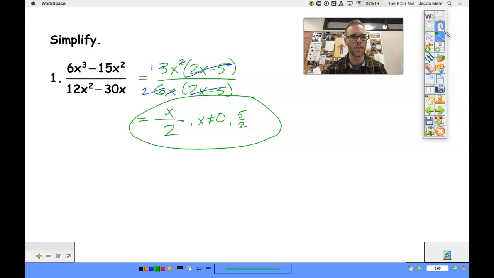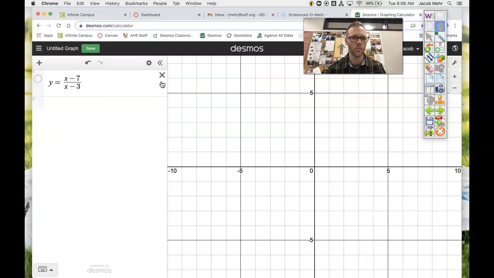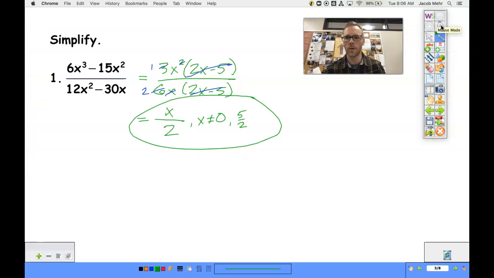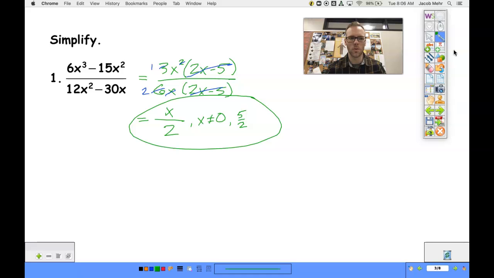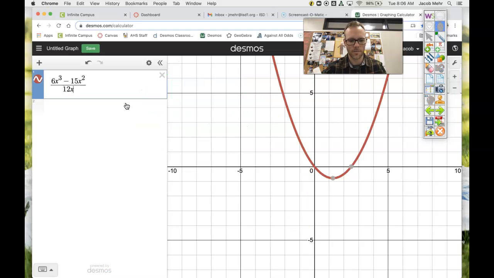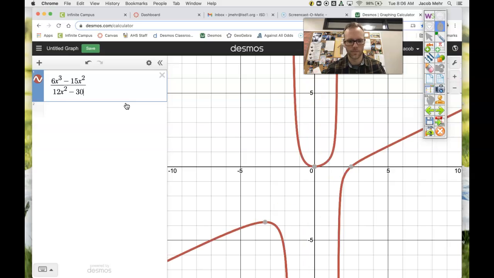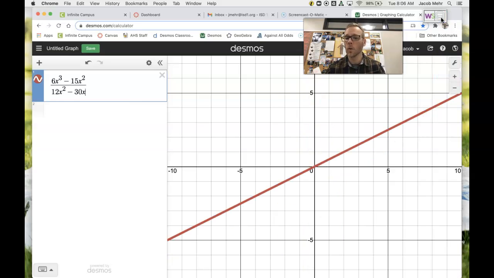And I want to show you with the graph one more time here. What was the numerator? 6x cubed minus 15x squared. And our denominator was 12x squared minus 30x. Look at that. What's that look like? It's just a line, isn't it? And we simplified it to be x over 2. Notice they're the same, except at a couple points. What points did we say they're not the same?